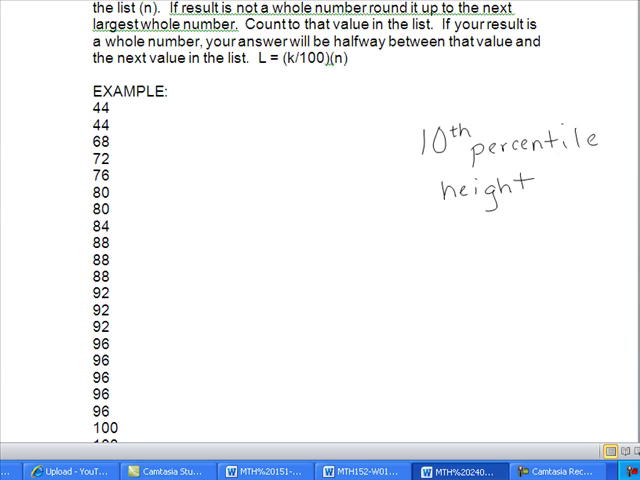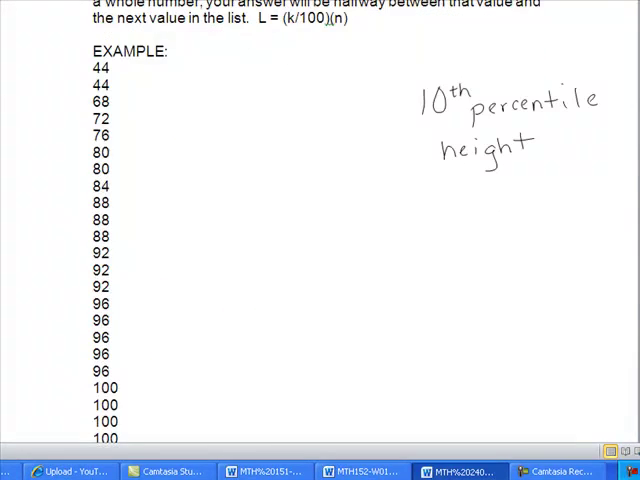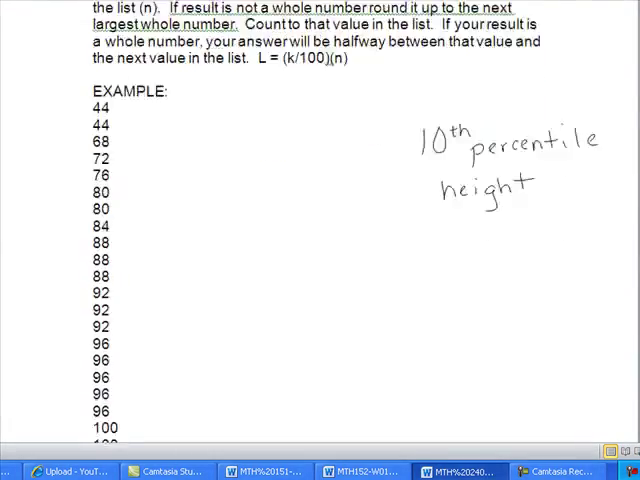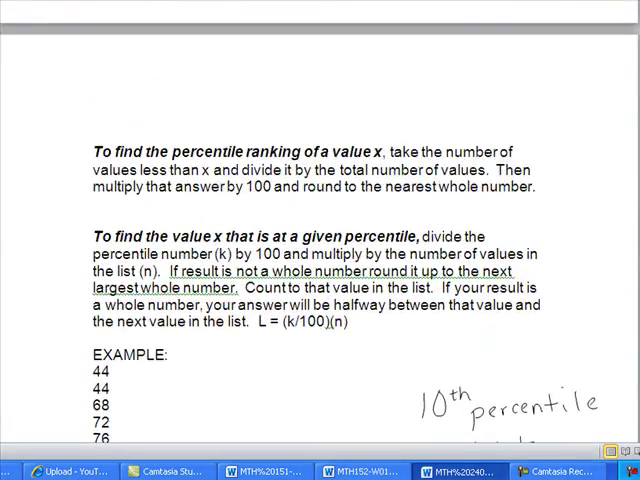So I have a series of questions that we're going to answer on that. But first let's read how we go about this. To find the percentile ranking of a value x, we take the number of values less than x and divide it by the total number of values. Then we multiply that answer by 100 and round to the nearest whole number. So we would express that as a percentile.